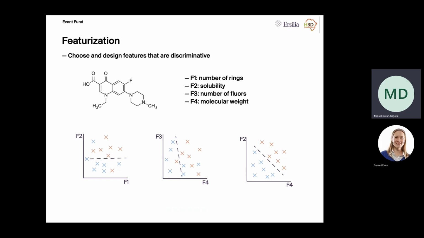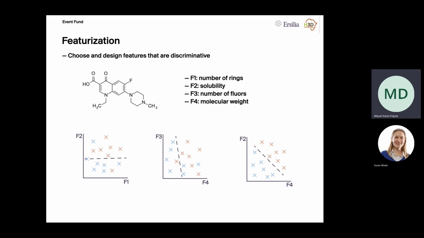So featurization basically means trying to identify in the molecule numerical features that are discriminative for the activity that we want to predict. Here I'm putting just a qualitative example that I came up with, but of course, as you will see, things get much more complicated.